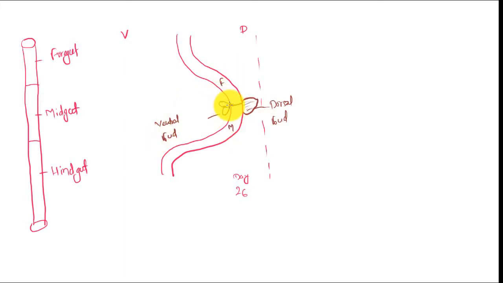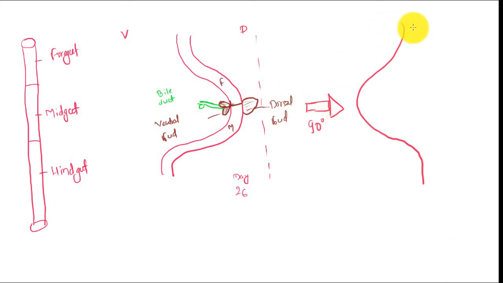This is the junction between foregut and midgut from which it arises, and the bile duct, the gallbladder and the hepatic diverticulum also arise from this point. And this will undergo a rotation of 90 degrees, making the convex aspect on the right side and the concavity on the left side.